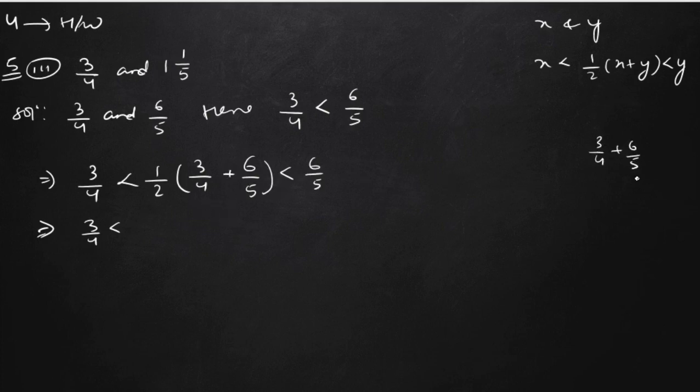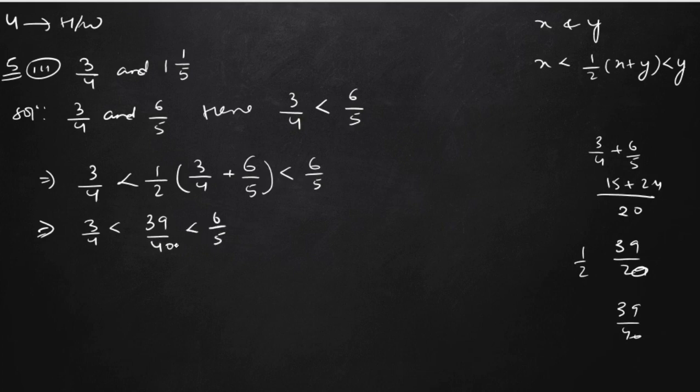So first we have to solve this one. So 3 by 4 plus 6 by 5. The LCM is 20: 5 times 3 is 15, plus 6 times 4 is 24. So it is 39 by 20. Okay, if you multiply it by half, we will get 39 by 40.